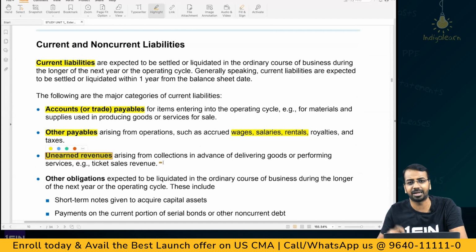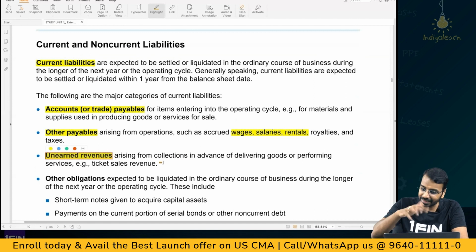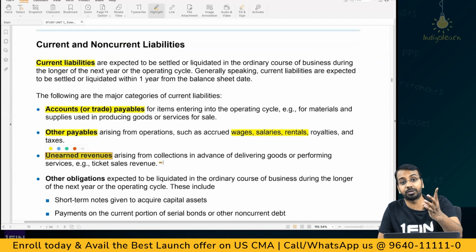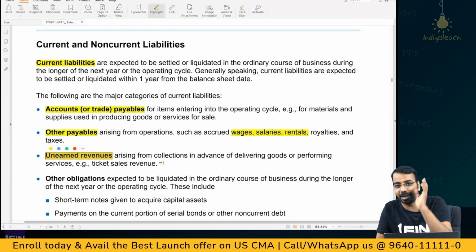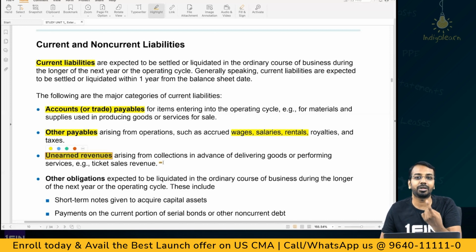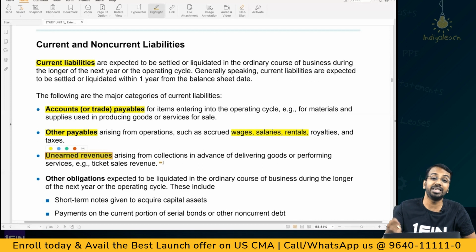Classic example, this class that I'm conducting. We have collected the entire amount from you. We have given you books, access to resources, online access to study material, and access to the question bank, but we have not yet provided you the classes. You are still watching these classes. So these are unearned revenue. Whatever amount we collected from you is a part of unearned revenue: money received in advance for which goods or services will be provided in the future.